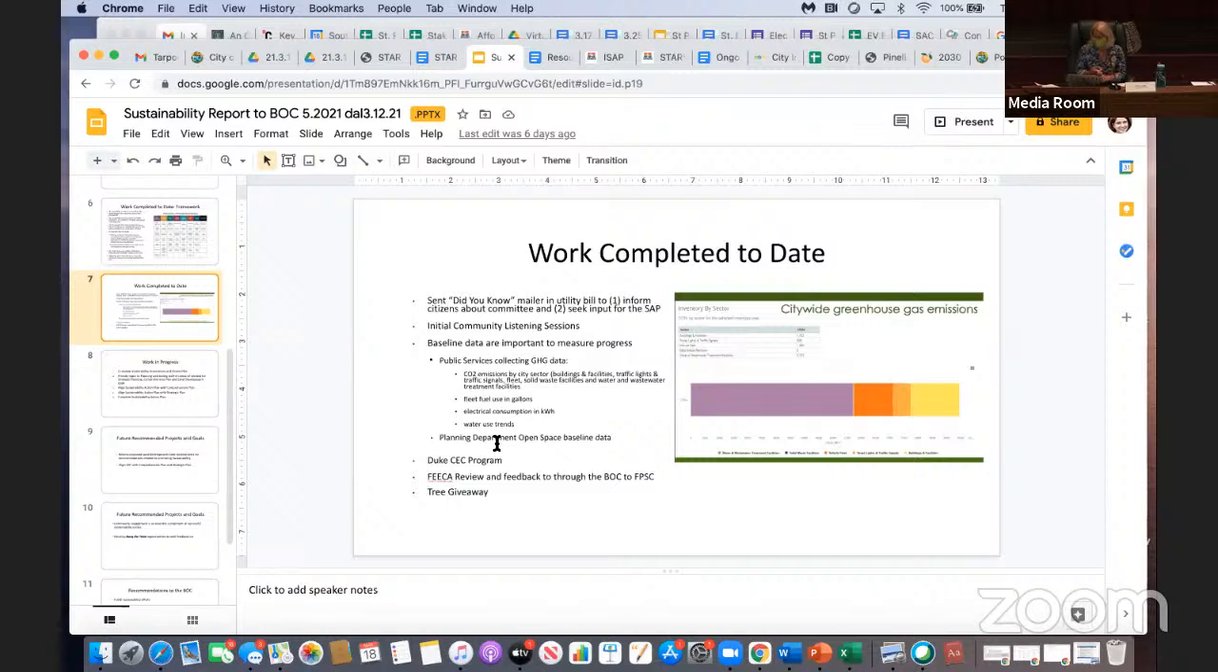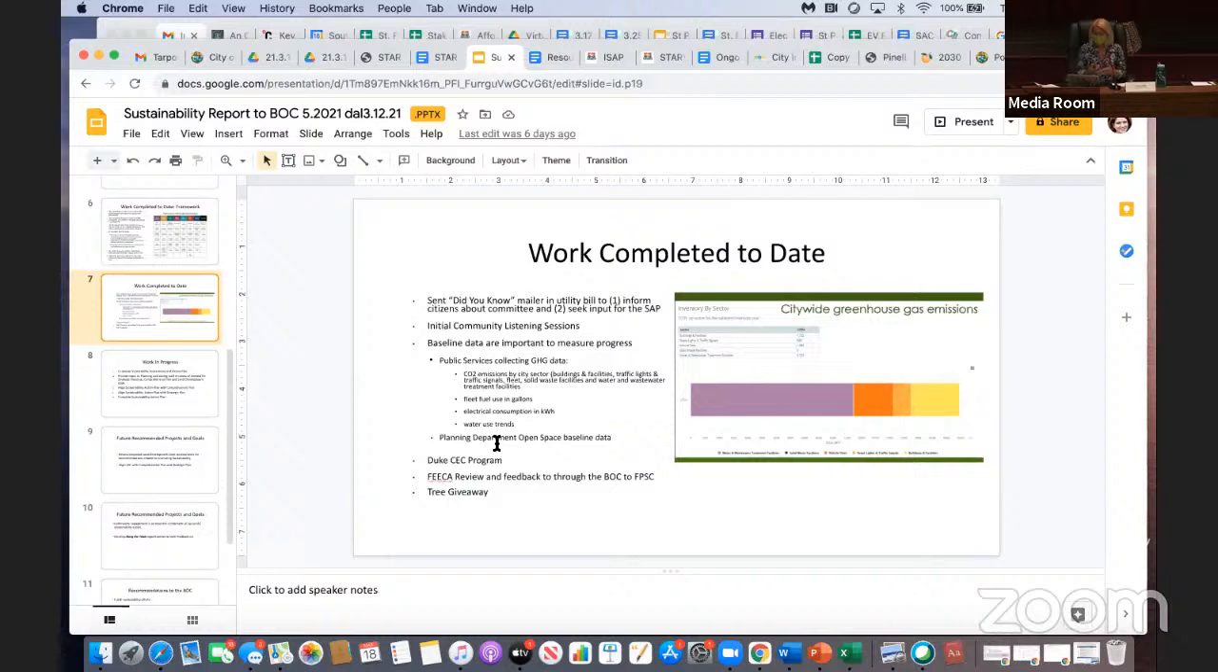So we sent out the Did You Know mailer in the utilities. We sought input originally with the C grant folks and the IFAS to help get some community input initially that helped kind of guide where we were going with the sustainability action plan, and those initial community listening sessions. And then staff have started collecting a lot of the baseline data that will help us make decisions. They presented to us about the greenhouse gas data and about water trends in the city. And then we also had the presentation about baseline data for open spaces.